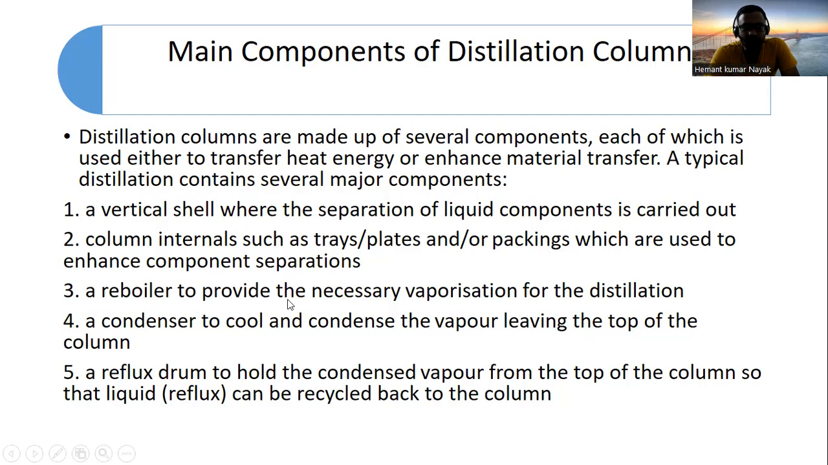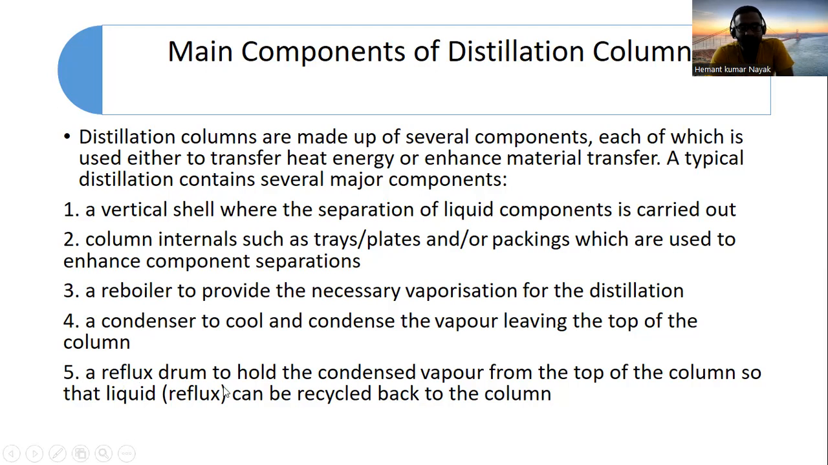A reboiler provides the necessary vaporization for the distillation. In the bottom section of the distillation column, one reboiler is provided for heating purposes. Then in the top section, a condenser will be there to cool the vapor that is going out. We have to condense that vapor, so we say it is condensate leaving the top of the column.